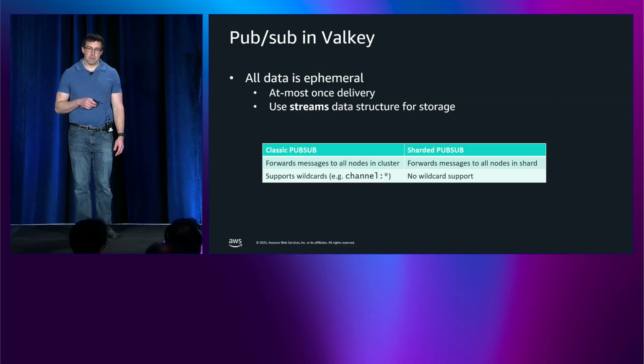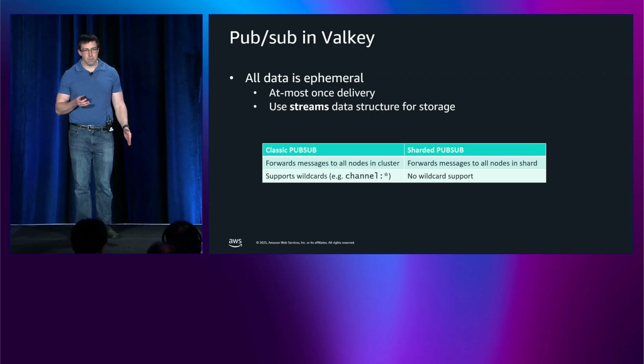There are two different types of pub/sub in Valkey. One is what I call classic pub/sub, and one is sharded pub/sub, which is relatively new. We recommend using sharded pub/sub because it has better scalability properties. In classic pub/sub, all of the messages that you send are forwarded to all of the nodes in the cluster. So you have this large fan out, and that means any subscriber can go to any node and get all of the messages on a topic. But of course, that doesn't scale as well when you have very high volume pub/sub traffic.